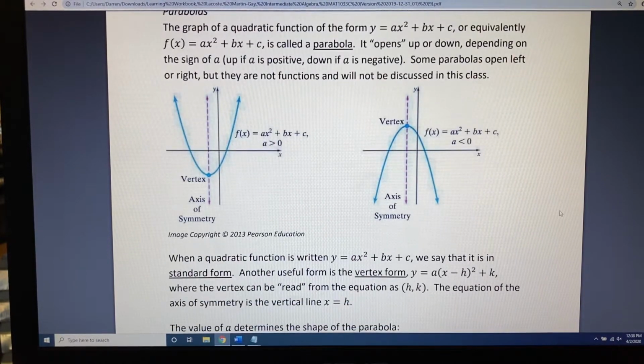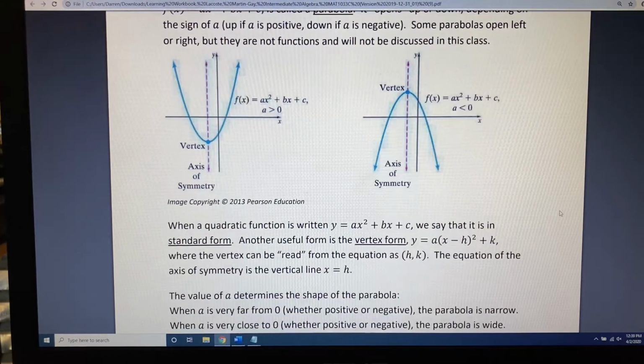When a quadratic function is written in y equals ax squared plus bx plus c form, we say that it is in standard form. Another useful form is the vertex form, y equals a times (x minus h) squared plus k, where the vertex can be read from the equation as (h, k). The equation of the axis of symmetry is the vertical line x equals h.